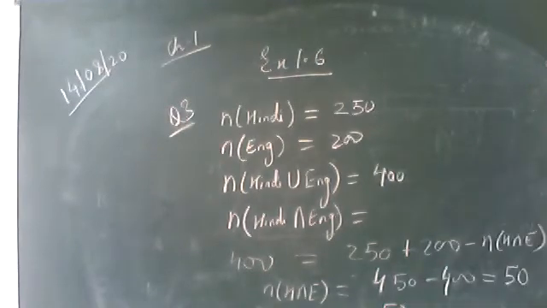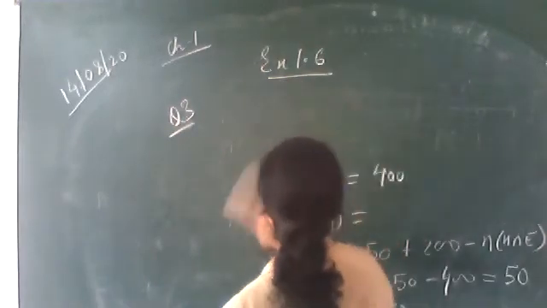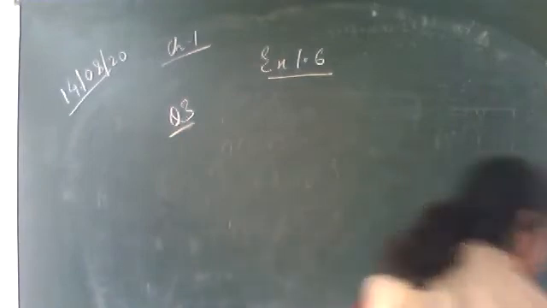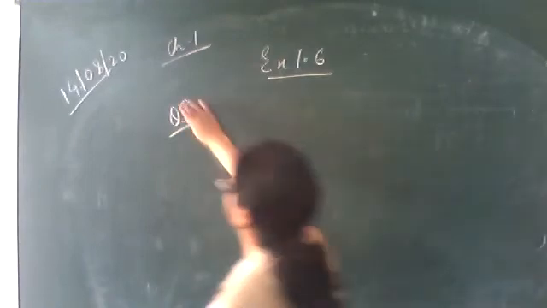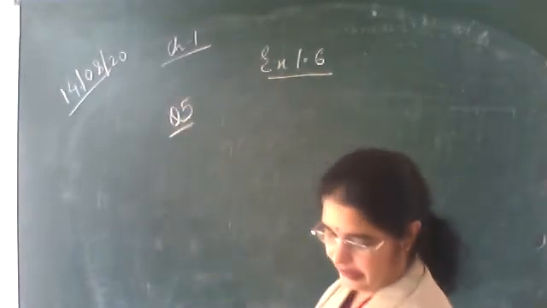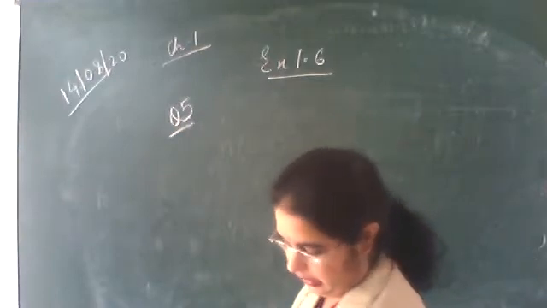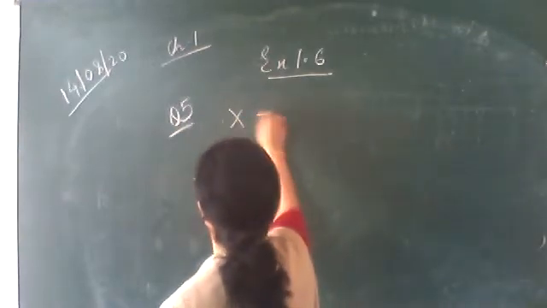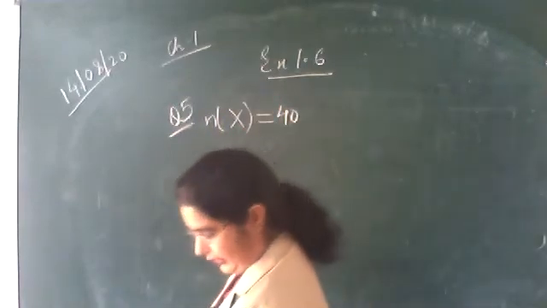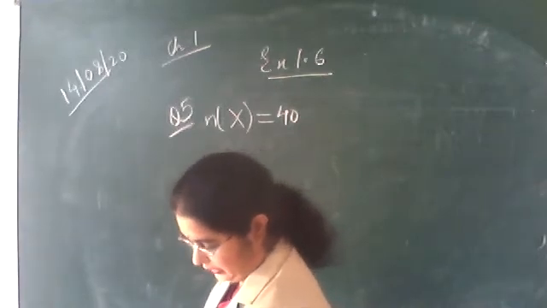Now come to question number 5. Your question number 5 is: if X and Y are two sets such that X has 40 elements and X union Y has 60 elements.